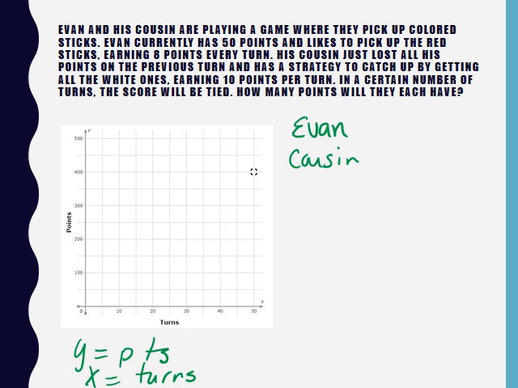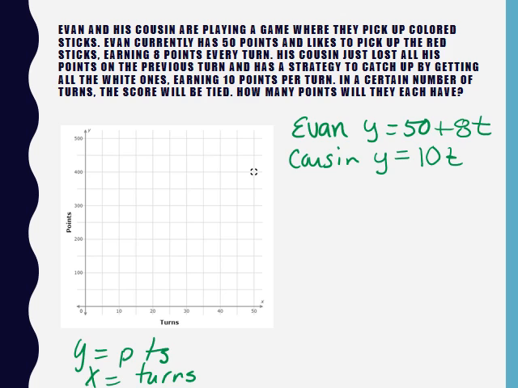So right now, Evan has 50 points. In each turn, he gets 8 points. So his equation is y equals 50 plus 8t. His cousin doesn't have anything, and he's going to get 10 points for the sticks that he picks up. So his equation is y equals 10t. So now I'm going to graph this.